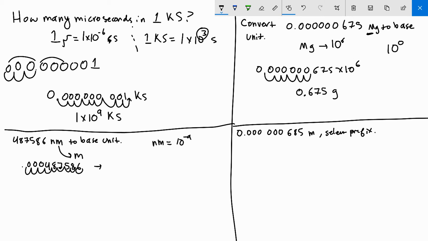So let's rewrite this as 0 point. We're going to have that in front. 0, 0, 0, 4, 8. And I'm actually going to round here. 488 meters. Now we've gotten to our base unit. You could have written all the other numbers out. I'm not going to. I'm just going to round it for today.